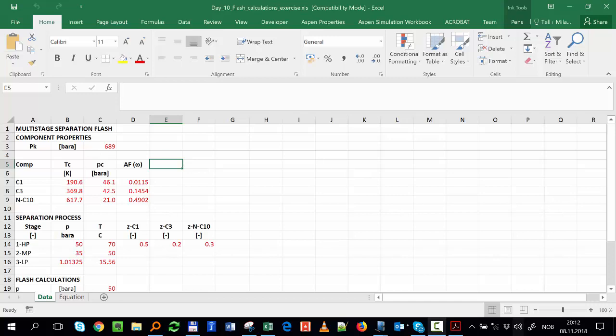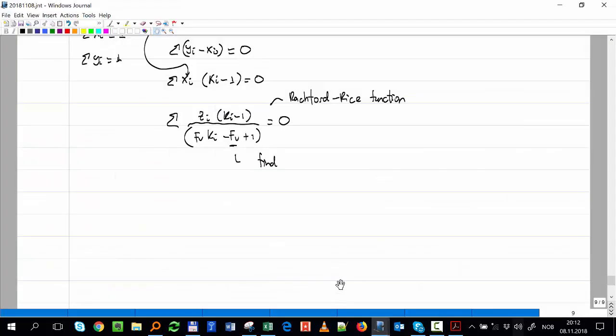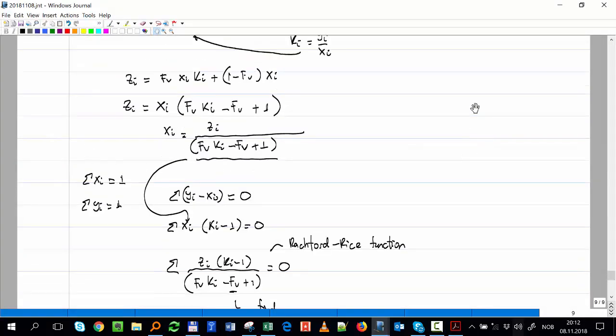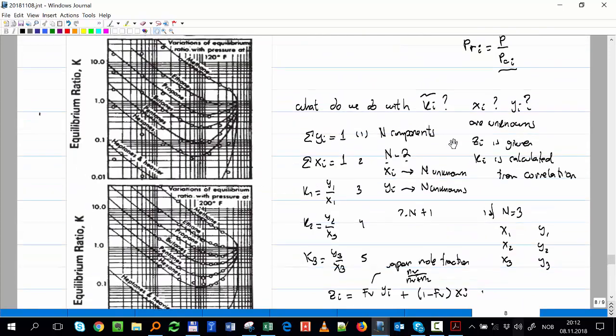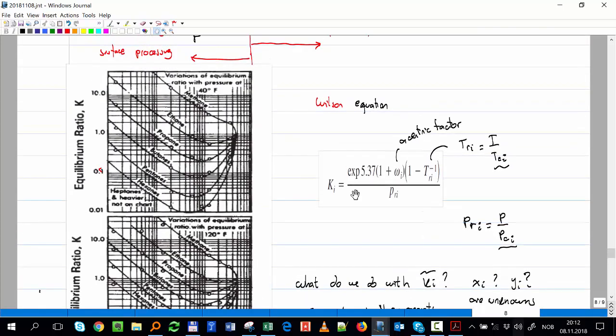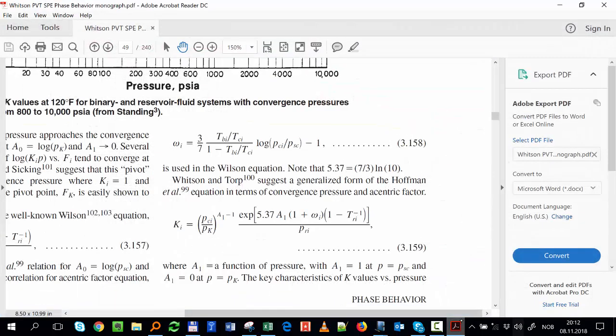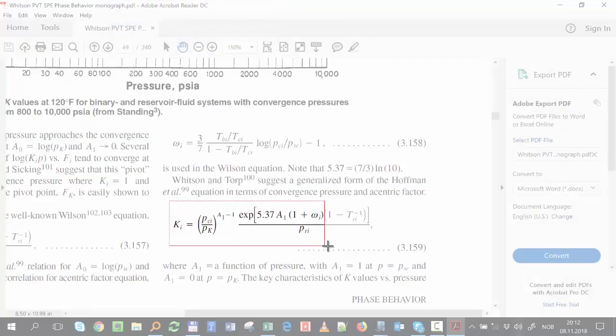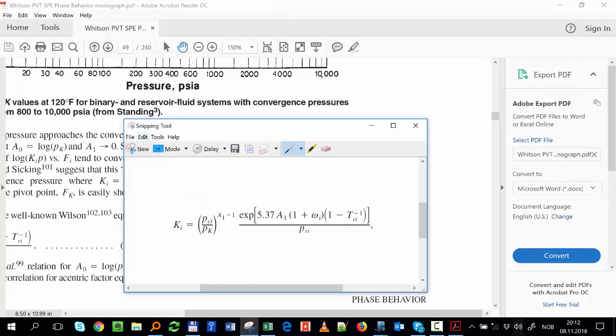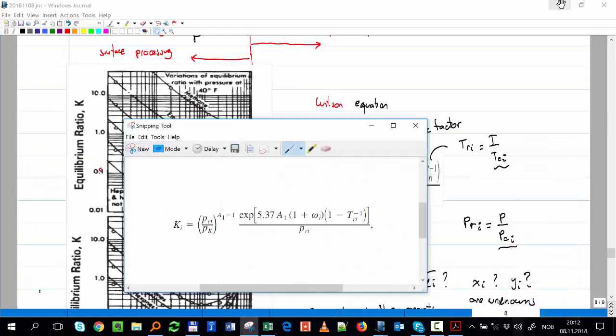Okay, if you go back to the notes, it says day 10. This correlation takes the eccentric factor, the critical temperature, and the critical pressure, and that's not the right equation. This is the right equation that we are going to use. Copy, paste it here.